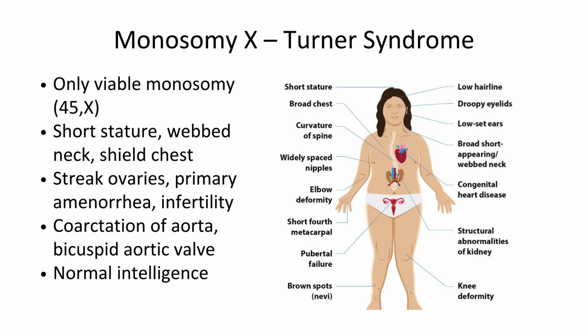Now let's discuss Turner syndrome, the only viable monosomy in humans with a karyotype of 45,X. These individuals are phenotypically female and present with short stature, webbed neck, shield chest, and streak ovaries, leading to infertility. Cardiac abnormalities like coarctation of the aorta and bicuspid aortic valve are common. Despite these features, intelligence is usually normal, and many cases are diagnosed at puberty.